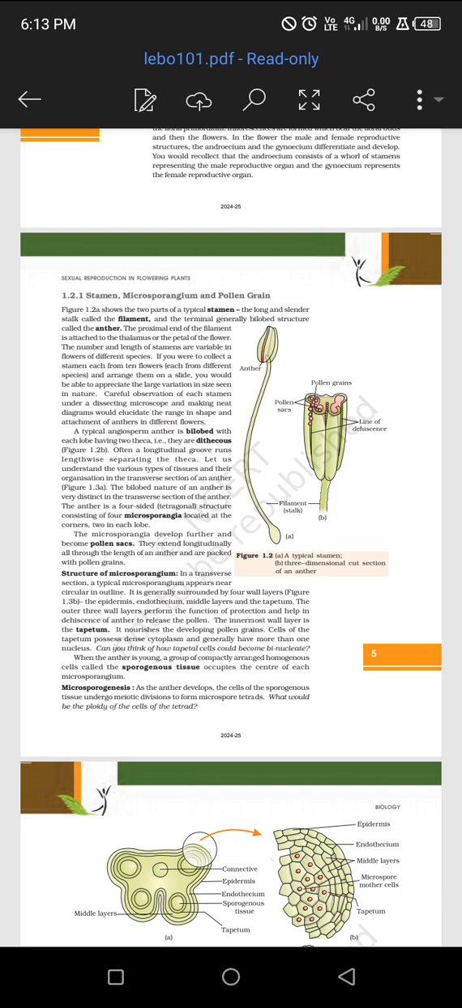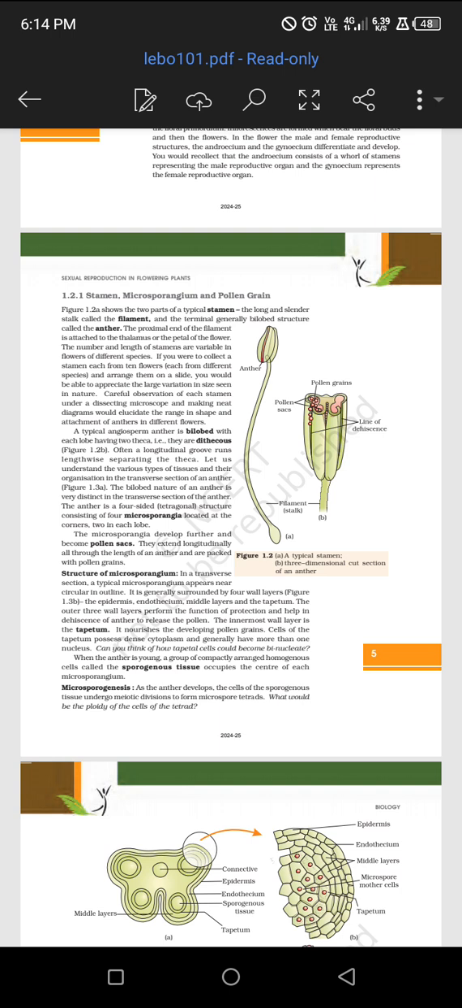Figure 1.2a. As you can see, it shows the two parts of a typical stamen, and this is the stamen. Okay, it's two parts shown over there: the long and slender stalk called the filament, and the terminal, generally bilobed structure called the anther. So you need to remember that word, bilobed, which is our anther. And the proximal end of the filament is attached to the thalamus or the petal of the flower.